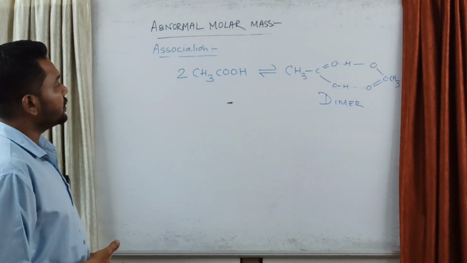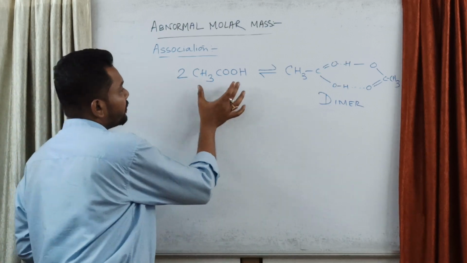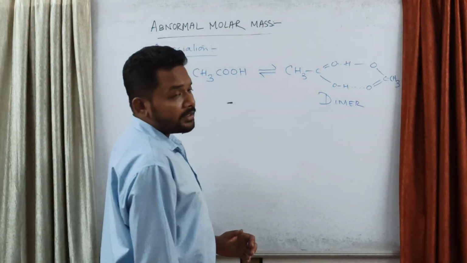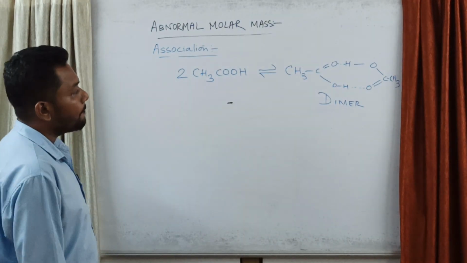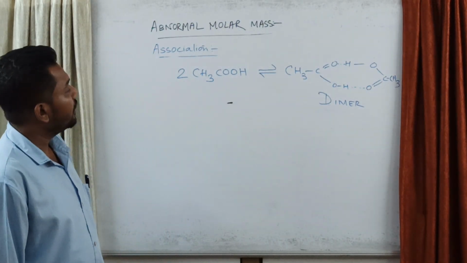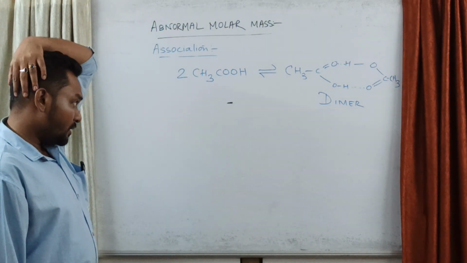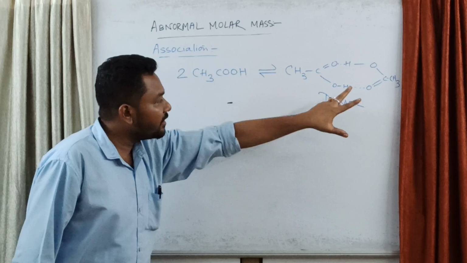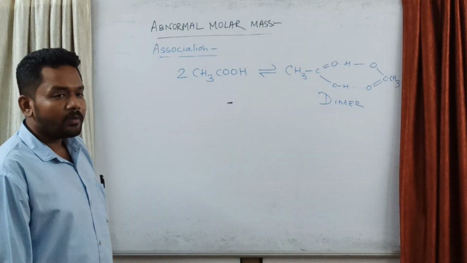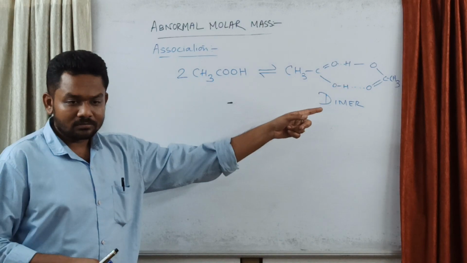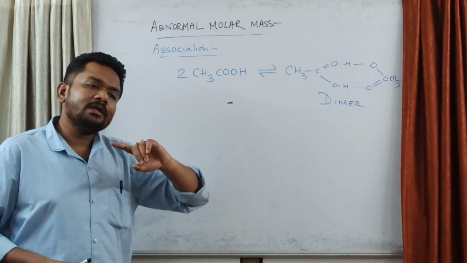First of all, draw the structure. 2 moles of acetic acid combine to give you a single dimeric structure, something like this. So what is happening here? Two acetic acids are associating, and a single dimer is being formed. But you are concentrating on only one acetic acid. But how many are there? Two. Just think. You are thinking about only how many acetic acid? One.